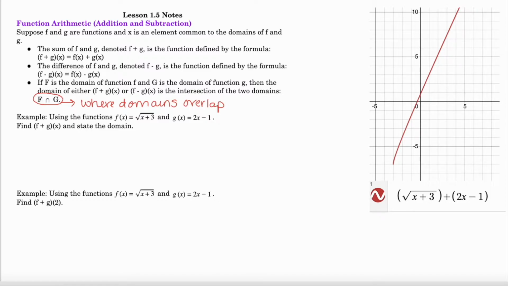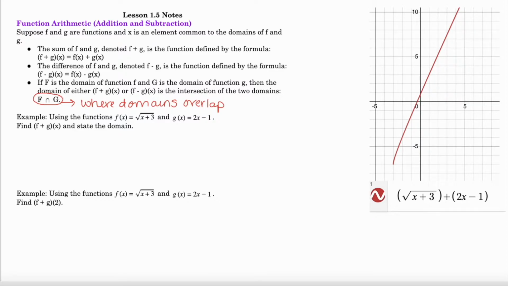So let's look at our first example. Let's have the functions the square root of x plus 3 and 2x minus 1. So we've got a square root function and we have a linear function. When I'm thinking about x plus 3 and the square root of it, we know that items underneath the square root need to stay non-negative. So let's first, before we do anything else, look at the domain of each individual function itself.